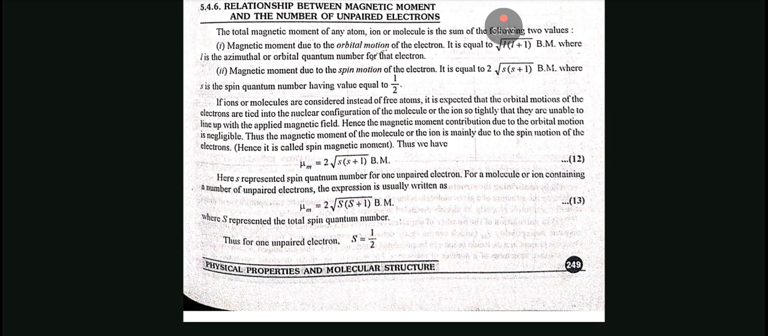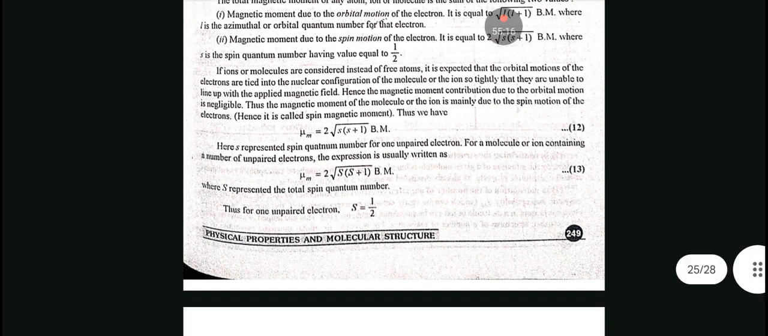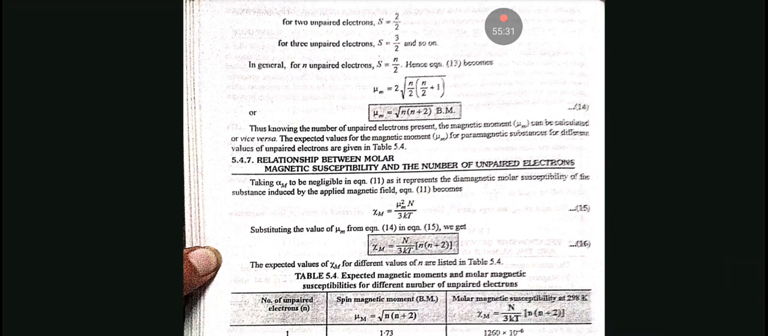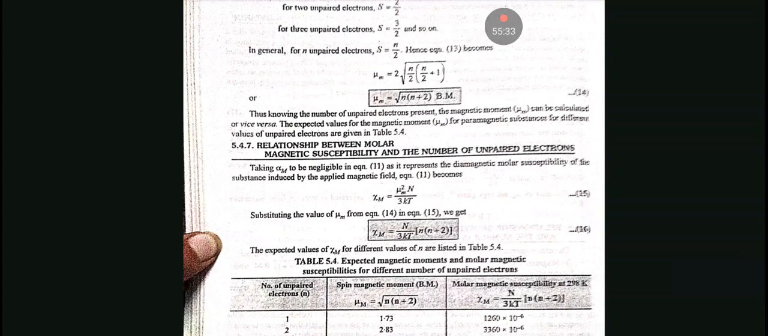S is the spin quantum number for the unpaired electron for a molecule or ion containing a number of unpaired electrons. The expression is m is equal to s plus 1. S is the spin quantum number. Thus for one unpaired electron, s is equal to 1 by 2. For 2, s is 2 by 2. For 3, s is 3 by 2, and so on.